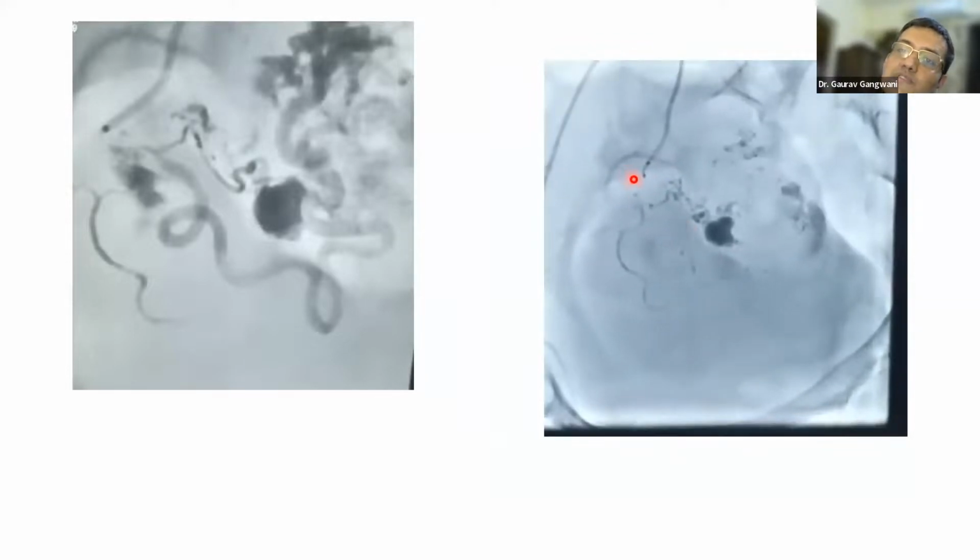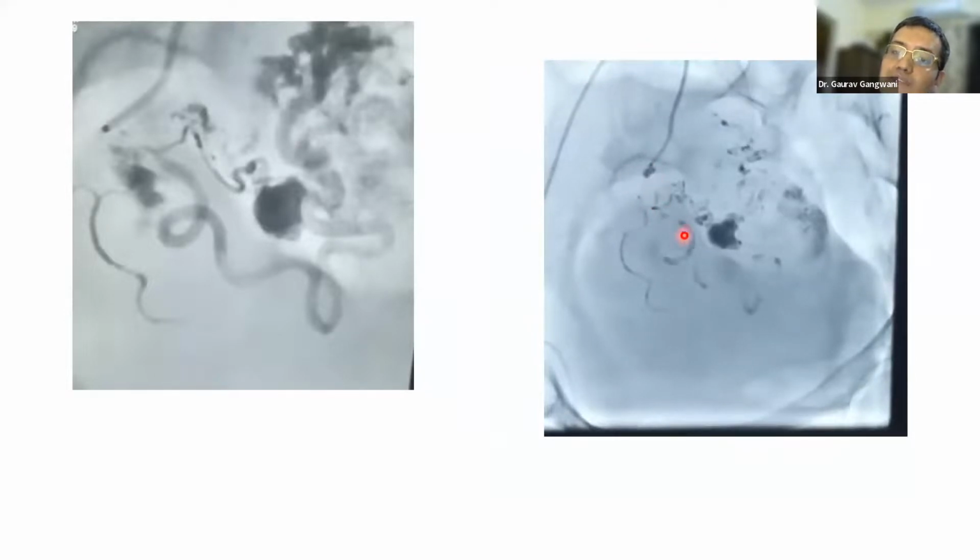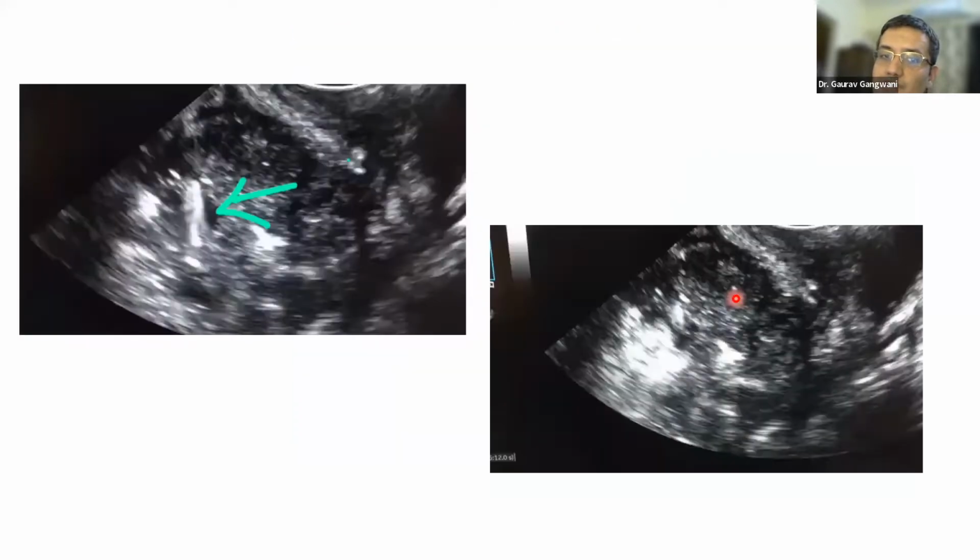And look at the beauty of the versatile agent. Even though there was a stenosis and an injury, the glue still traveled nicely all across, caused occlusion of the distal circulation as well as the feeder artery, and caused a nice occlusion. And then there was no more residual blood seen.